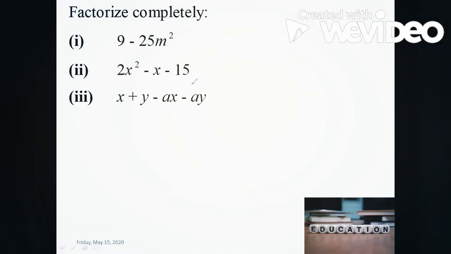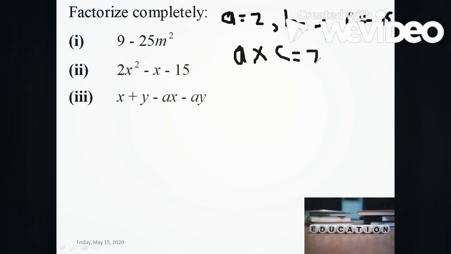Okay, the second part now, this is a quadratic. All right, so in a quadratic expression, we know that a is 2 from this question here, b is negative 1, c is negative 15. All right, and what we're going to do, we're going to multiply a times c. That's going to be 2 times negative 15, which is negative 30.